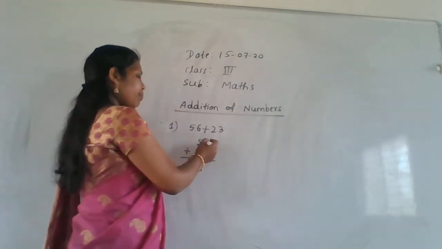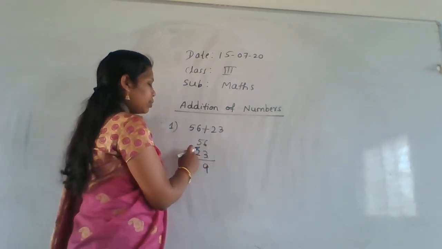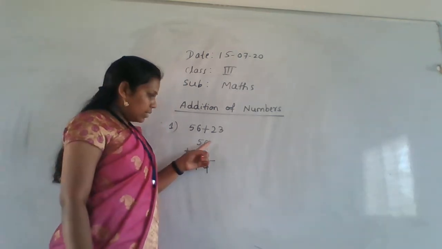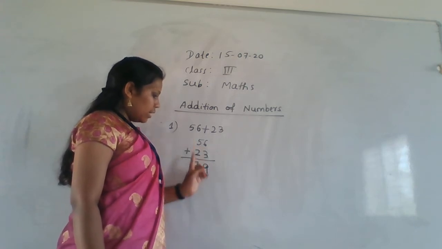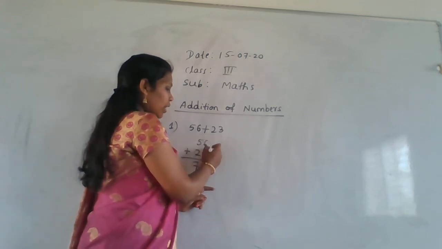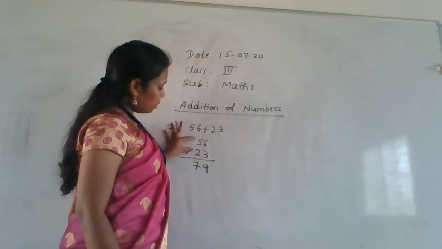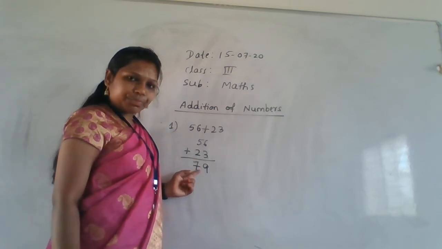How do you add? 6 plus 3 is 9. 5 plus 2 is 7. Understanding? 6 plus 3 is 9 and 5 plus 2 is 7. Whichever numbers are in the ones place, you have to add those. Whichever numbers are in the tens place, you have to add those and write it below here.